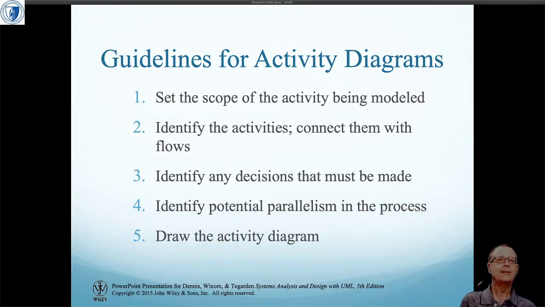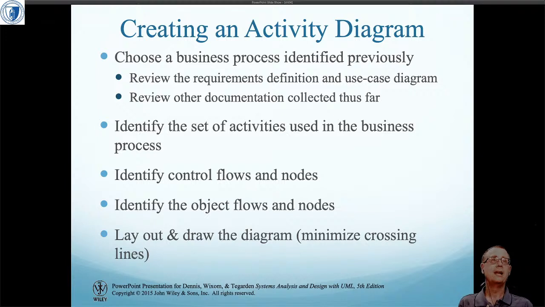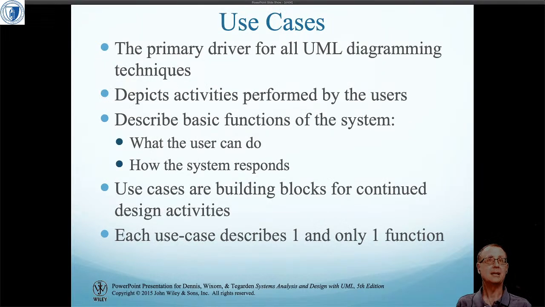So the guidelines for activity diagrams: set the scope, identify the activities and connect them with flows, find any decisions that must be made and call them out with guard conditions, identify potential parallelism in the process, and then draw the activity diagram. It's often helpful to use a well-known business process and review the requirements before you do the activity diagram. You've got to figure out what the set of activities for the process are, what the control flows and nodes are, what the object flows and the nodes between which the objects flow are, and then you lay out the diagram.